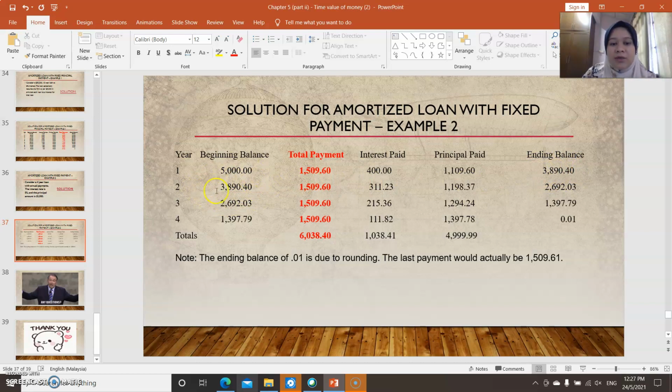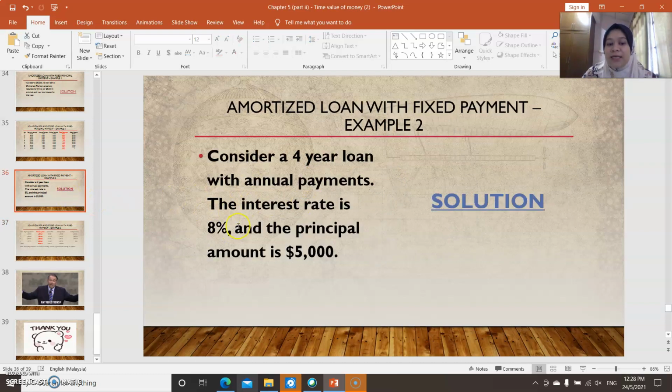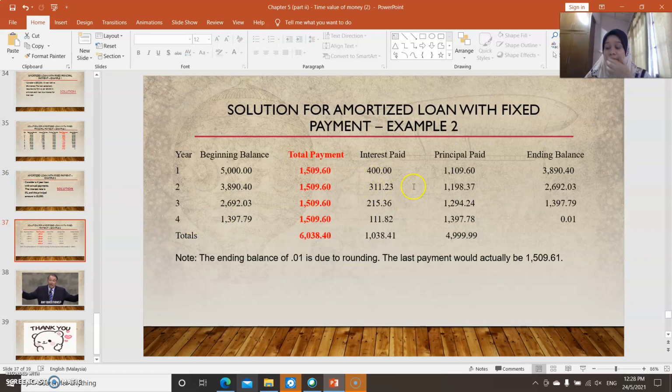Okay, so 3890.40 times the interest rate gives the interest paid, 311.23. Why is it 311.23? 3890.40 times 8%. The interest rate is 8%. So times 8%, you will get 311.23.